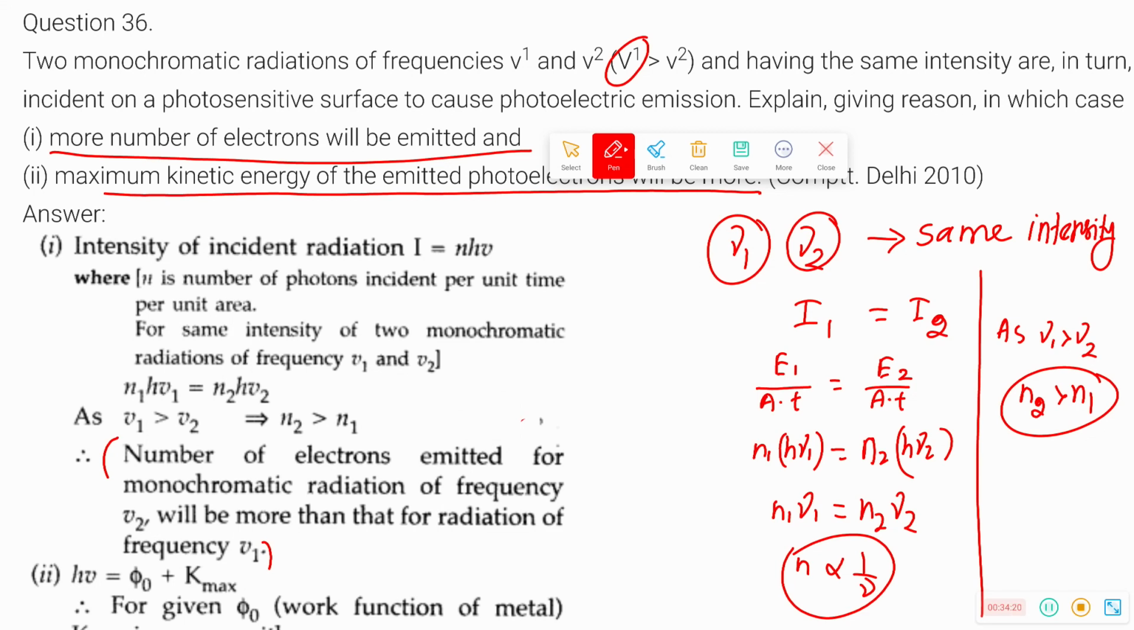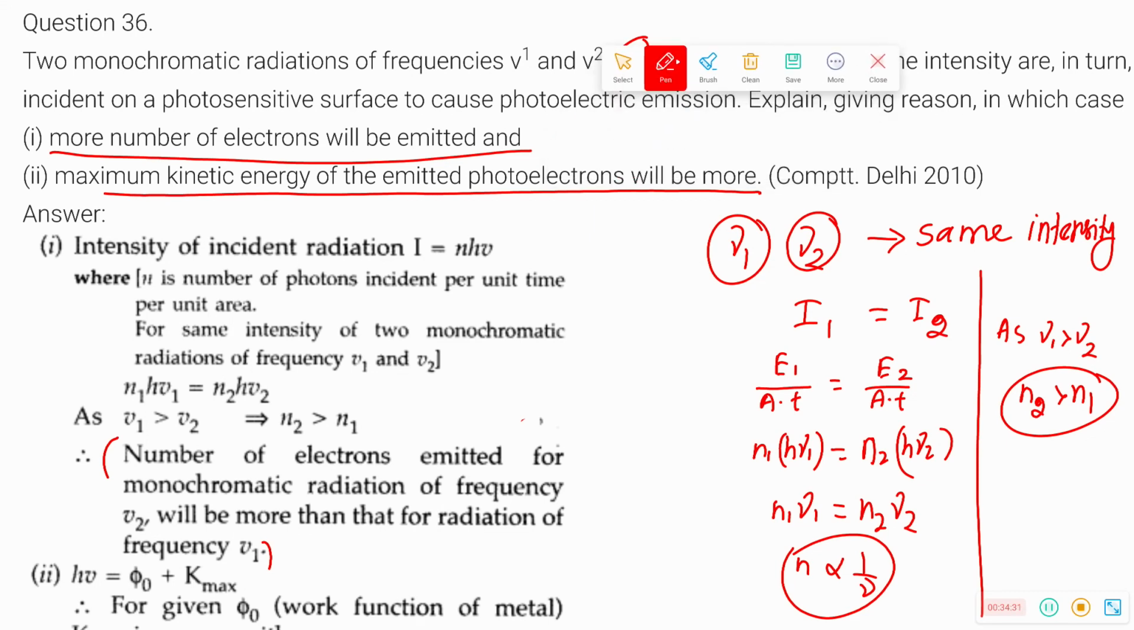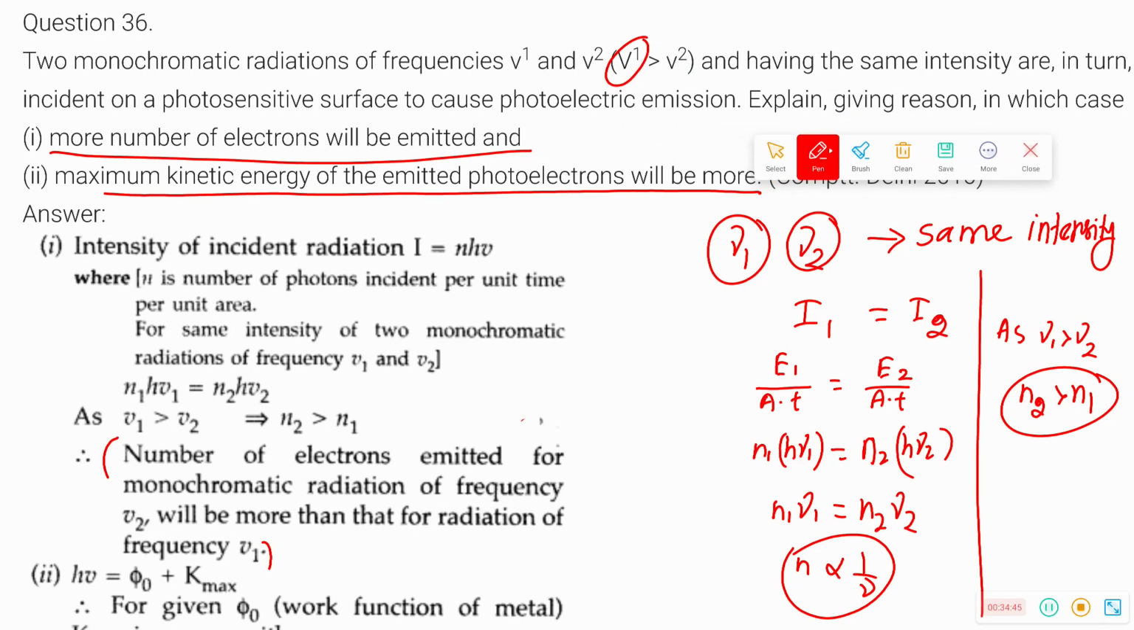Next question, what are they asking? The maximum kinetic energy of the emitted photoelectron will be more. So in which case will the maximum kinetic energy, K max, be more? Two monochromatic radiations nu1 and nu2 are given. So the work function will be the same because it is the same photosensitive surface.